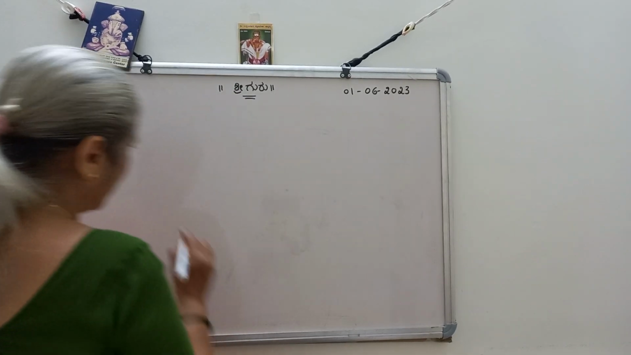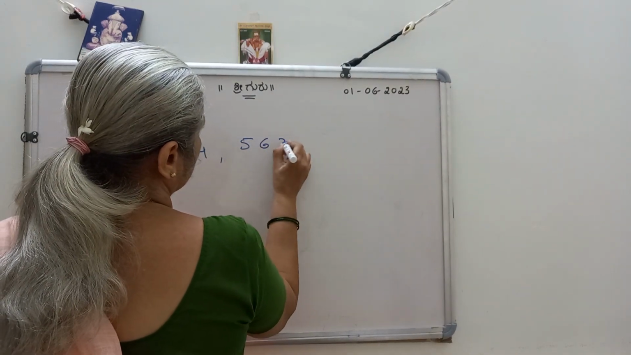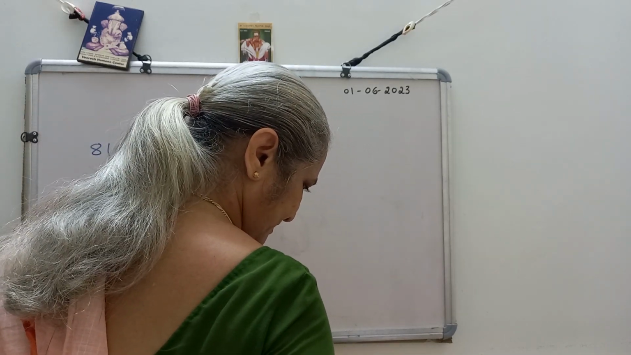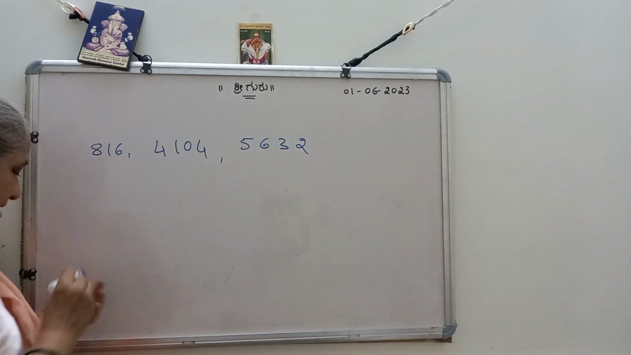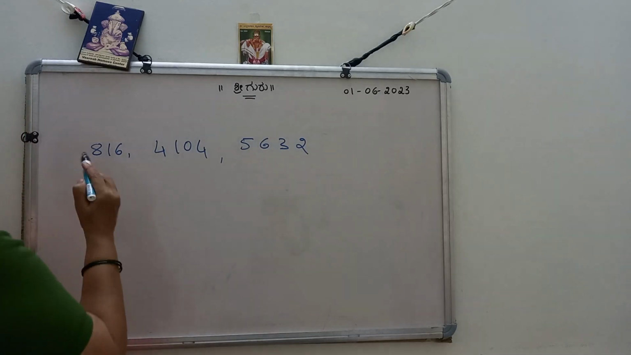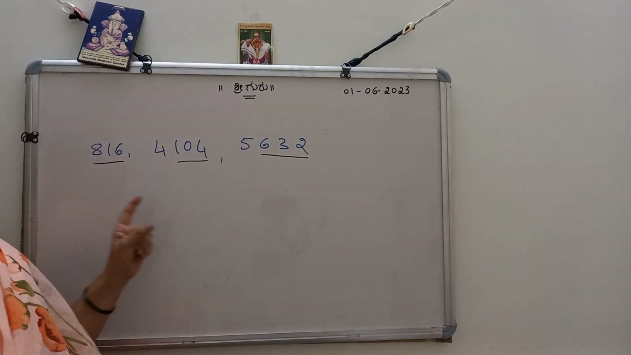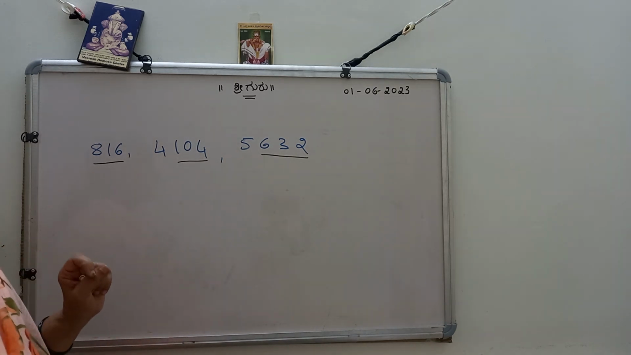That is, observe the numbers 816, 4104, 5632. Consider the last 3 digits. These digits. If they are divisible by 8, we have to check with the long division, and it is not so time consuming.